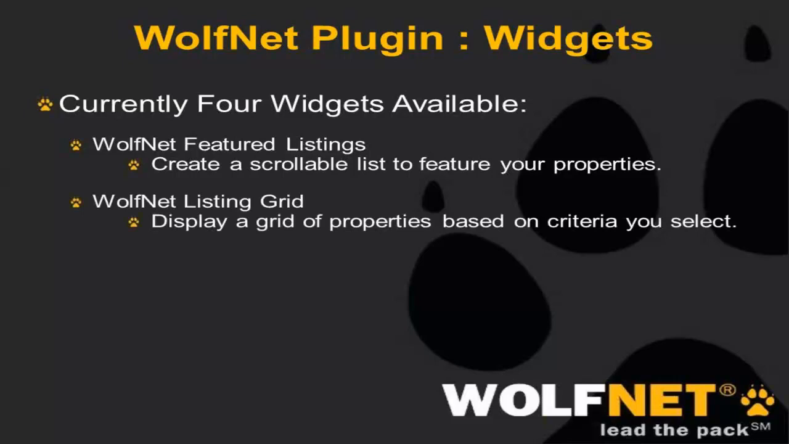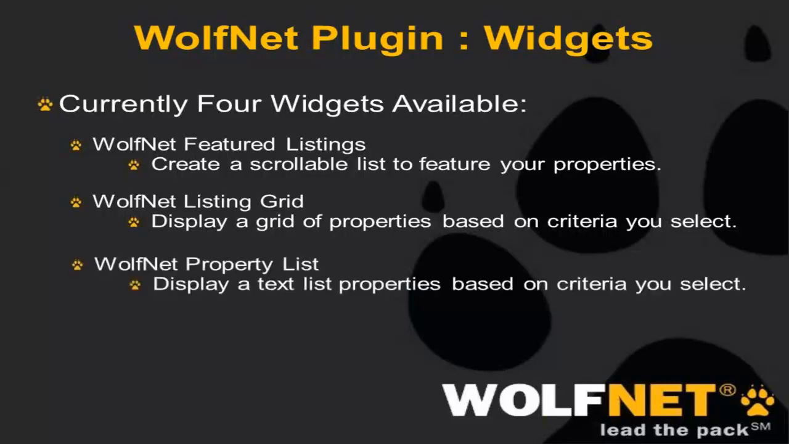The WolfNet Listing Grid. This can display a grid of properties based on your selected criteria. This can be used in sidebars, header, footer bars. It's probably better suited for posts and pages, but it definitely can work as a widget. The WolfNet property list can display a text list of properties based on your criteria of choosing. It'll display hyperlinks to your IDX based on what criteria you're looking for.